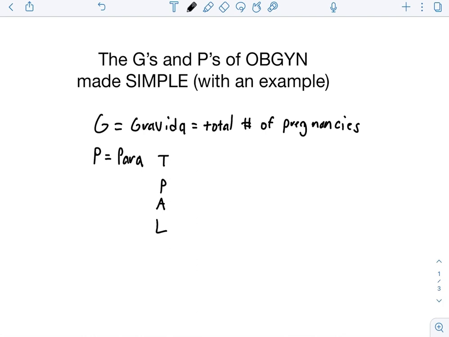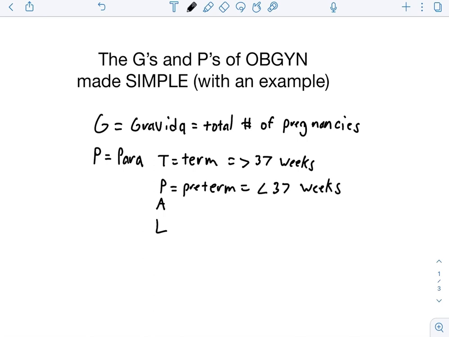So the T stands for term. That means a delivery after 37 weeks. So if T is term, P is preterm. Seems intuitive enough, but if term is greater than 37 weeks, preterm is going to be less than 37 weeks. And finally, A stands for abortions. And just an important note about that, abortions can also include miscarriages and not necessarily just a medical abortion. And then finally, L is going to stand for live children.